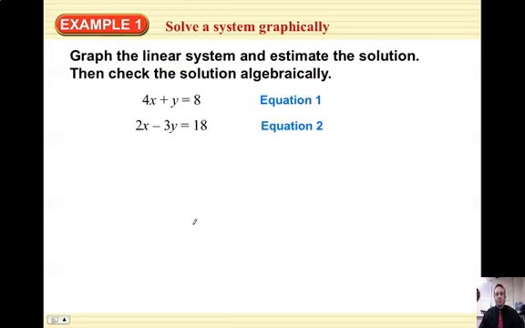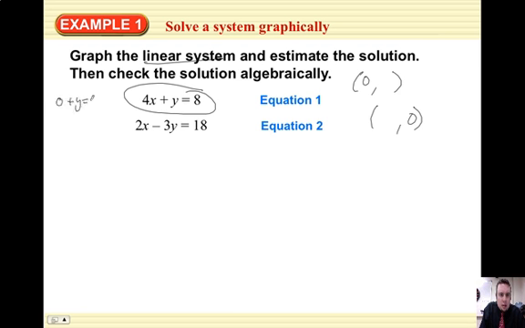Let's get started. Example 1, it says graph the linear system. That's our method of solving right now. That's standard form, ax plus by equals c. I like to find my intercepts. 0 comma something is my y-intercept, and something comma 0 is my x-intercept. If I plug in 0 for x, that's nothing, plus y equals 8, so y equals 8. So when you plug in 0 for x, you get y equals 8.